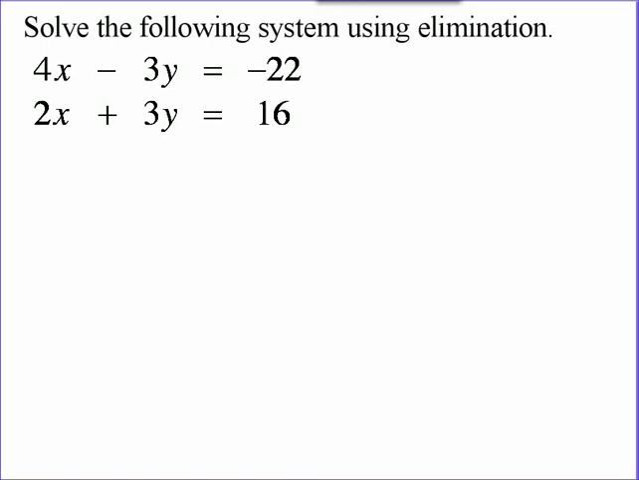And if I were to add these two equations together, what variable could I eliminate? The y. Because if you add 4x plus 2x, what do you get? 6x. If you add negative 3y and positive 3y, what do you get? 0. It's gone. And so then, now I'm going to add negative 22 and 16. What is negative 22 and 16? Negative 6.